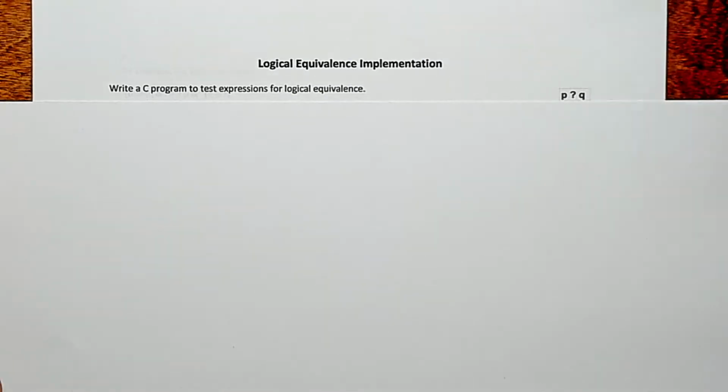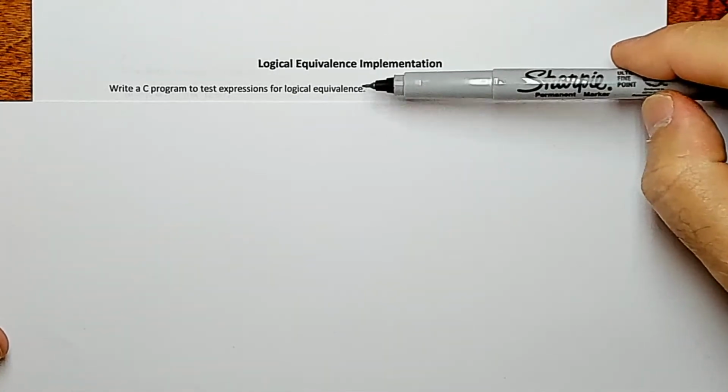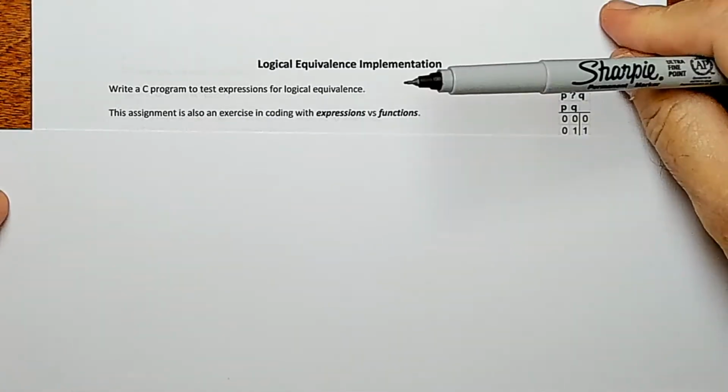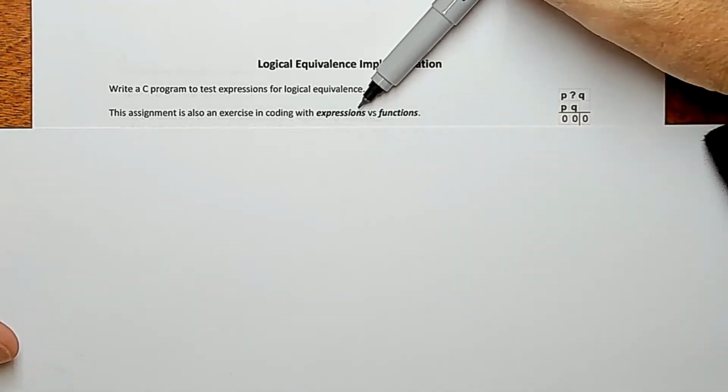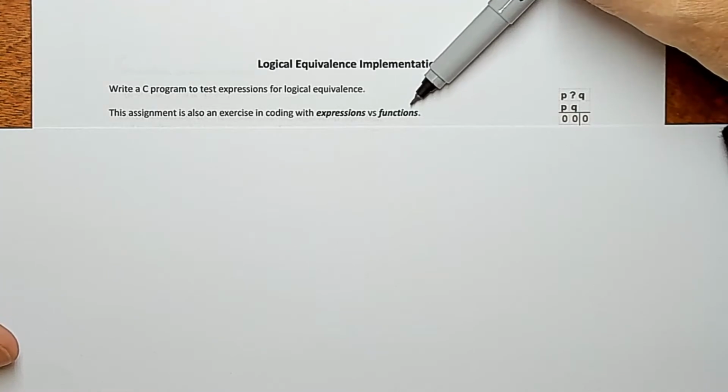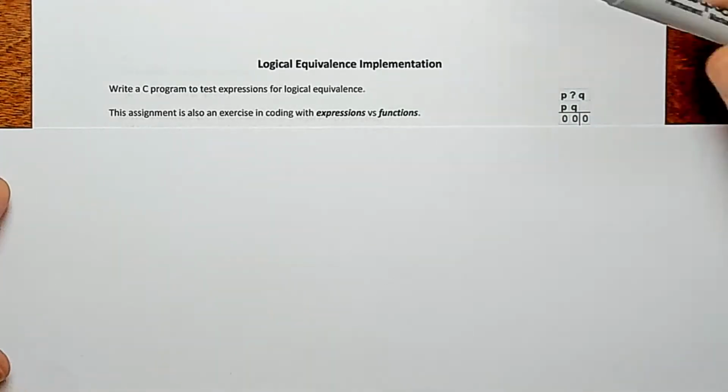Welcome back. Let's talk about this logical equivalence implementation. What I'd like you to do is write a program in C to test expressions for logical equivalence. And this assignment is also about the difference between expressions and functions. So let's just go through this stuff.